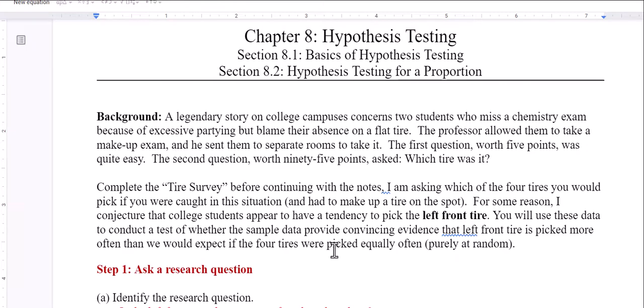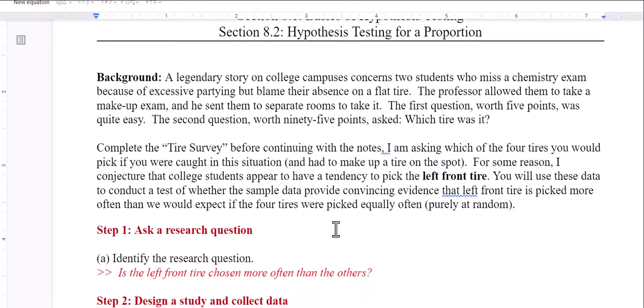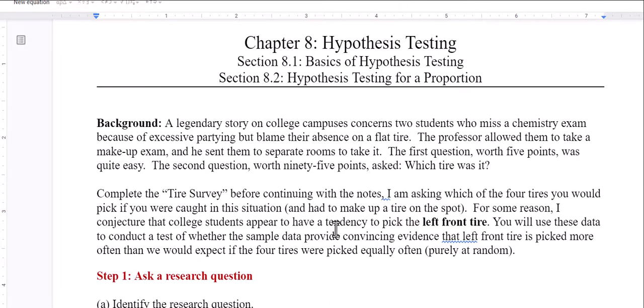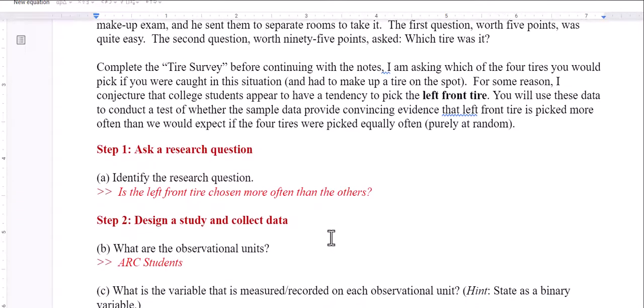And so for some reason, I conjecture that college students appear to have a tendency to pick the left front tire. I don't know if maybe because that's the driver's side, I just kind of envision that people will pick that tire most often. So you will use this data to conduct a test of whether the sample data provide convincing evidence that the left front tire is picked more often.